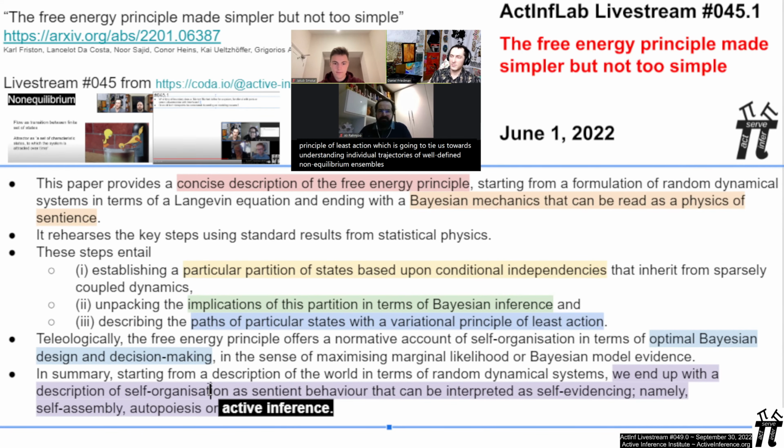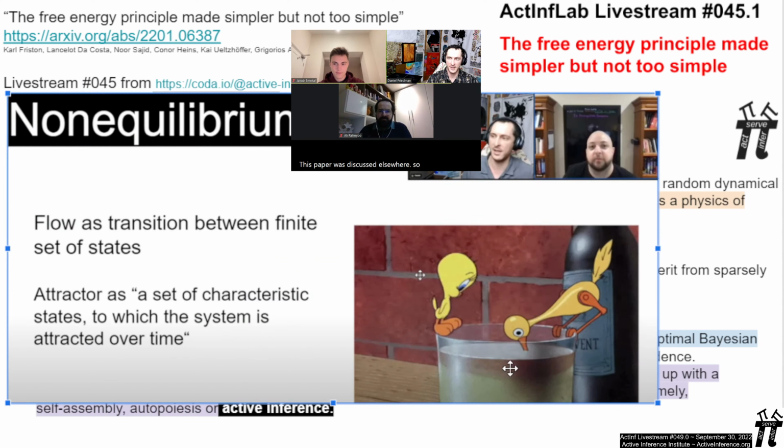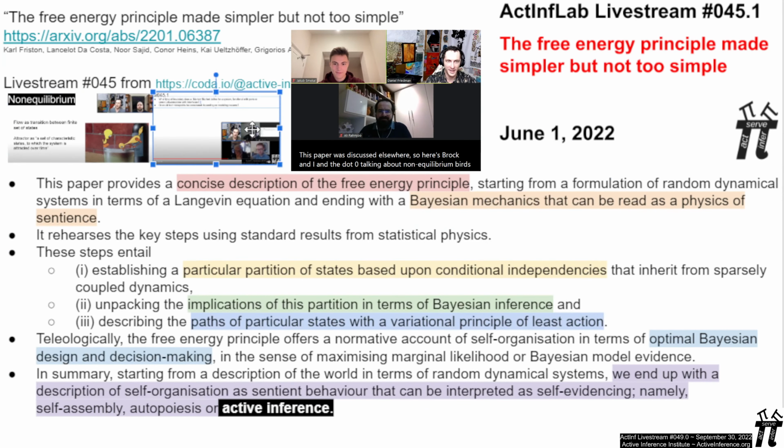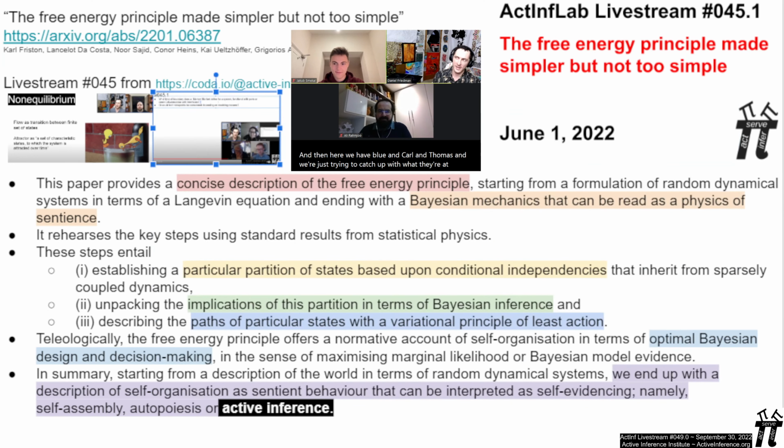This paper was discussed elsewhere. So here's Brock and I in the .0 talking about non-equilibrium birds. And then here we have Blue and Carl and Thomas, and we're just trying to catch up with what they're adding. Anything that you fellows would add about this paper?